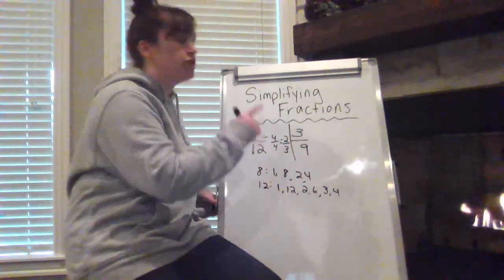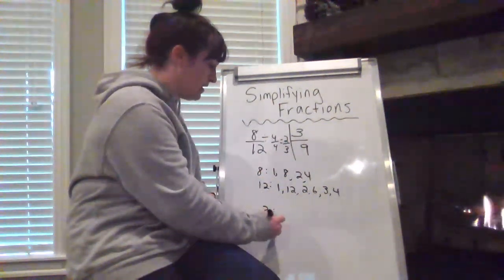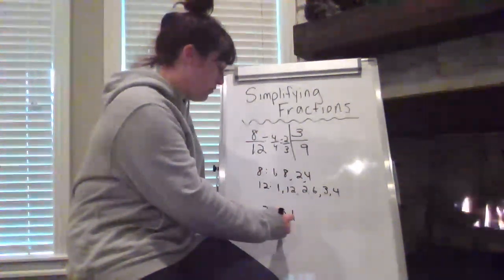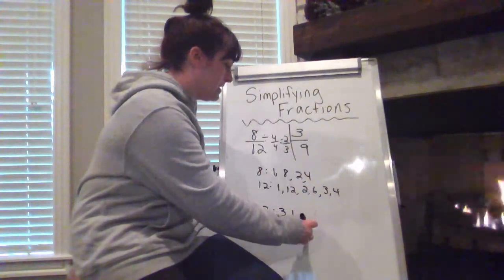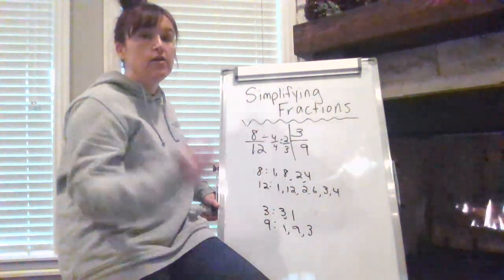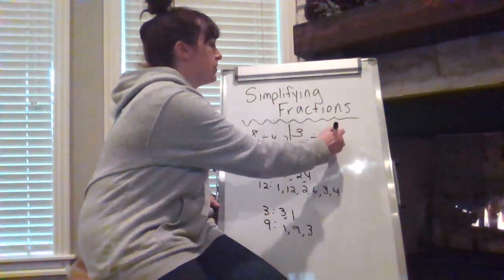If you divided by 2/2, you would have gotten 4/6, and that would have been a good start. Okay, so if we do 3 and 9, and you draw out the factor chart for 3 and 9, you get 3 times 1, and you get 1 times 9 and 3 times 3. So what factor do they have in common? 3.